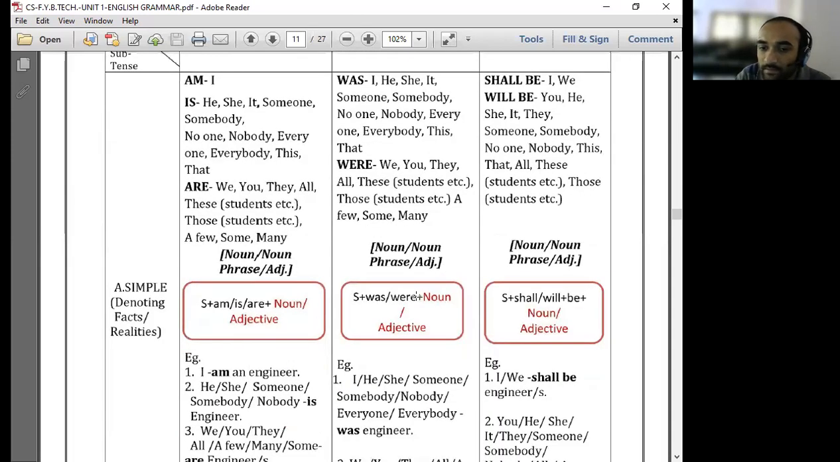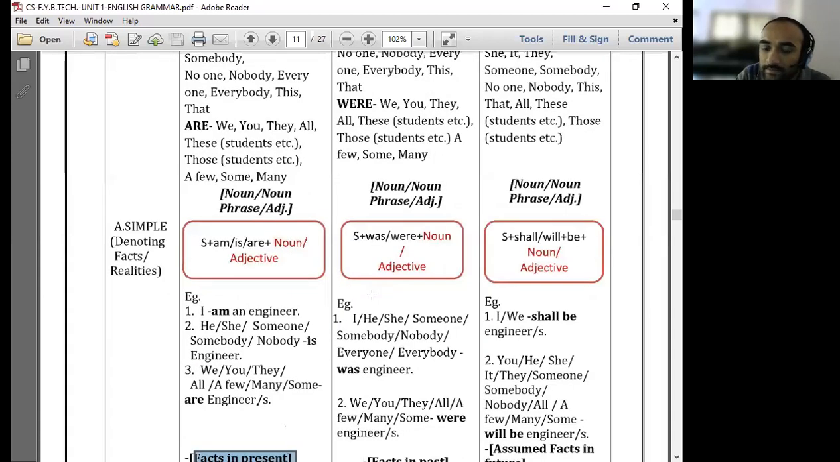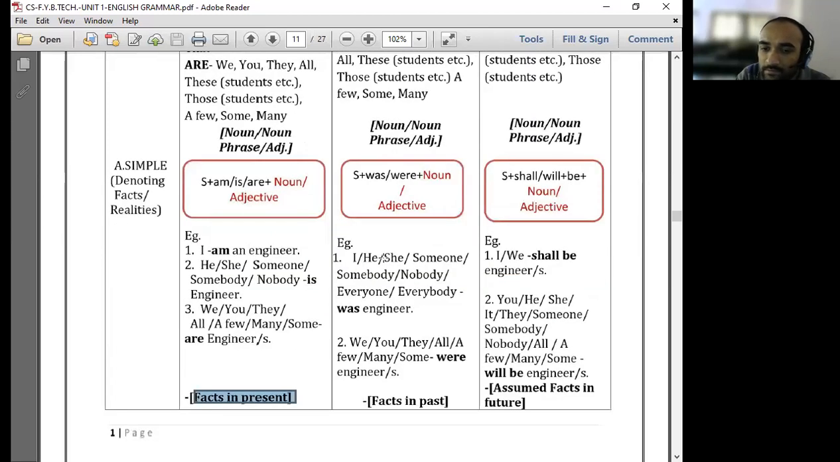So, the structure of the simple past tense is subject plus was or were plus noun or adjective. Same, but a little bit different. That is, we have to use was or were as the auxiliary verbs. Then let's look at the examples.